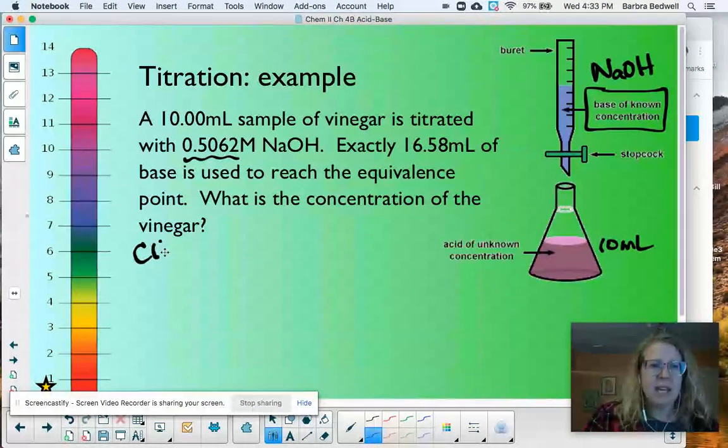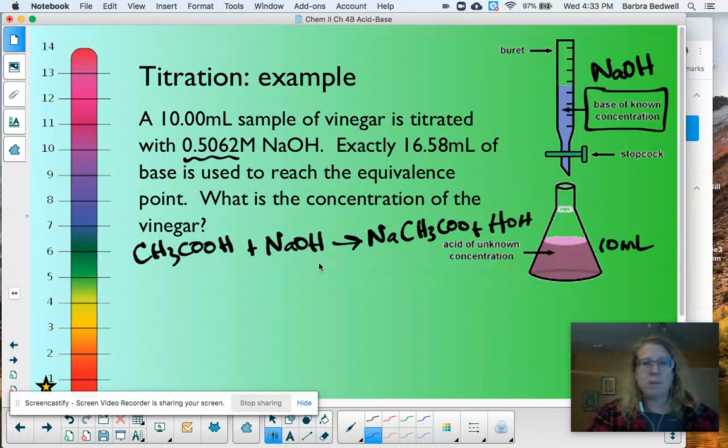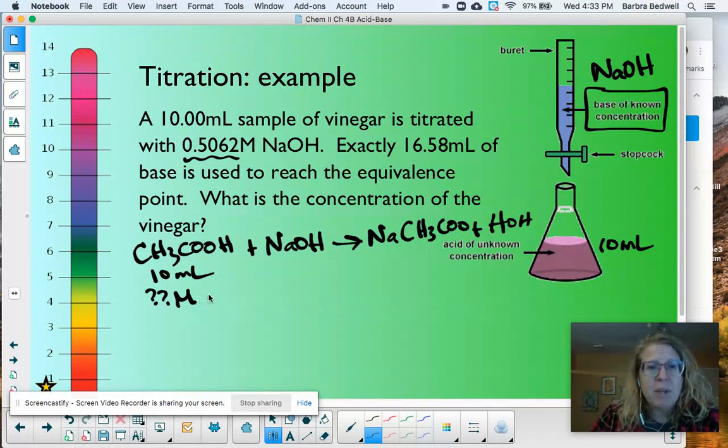So we're going to have CH3COOH, there's our acid, plus our NaOH, right? And we're going to make sodium acetate, CH3COONa, and water, HOH. So there's our equation that we're using. That's our double displacement we're doing. We've got a 10 milliliter sample of this, and we know some other things. What we're trying to find is the molarity of this. What's the concentration of the vinegar? That's usually what you're trying to figure out.